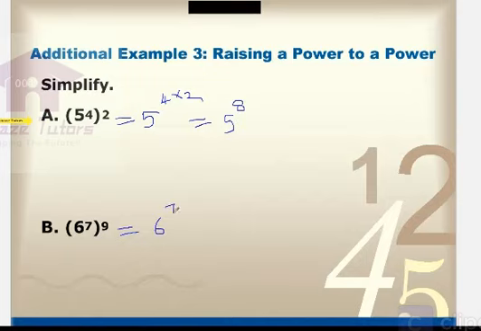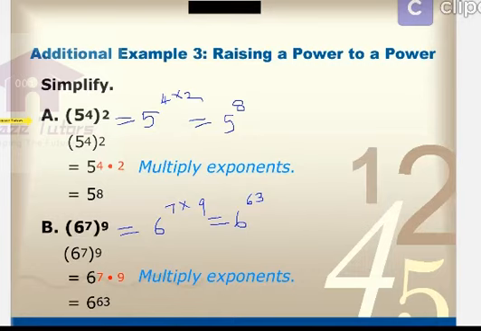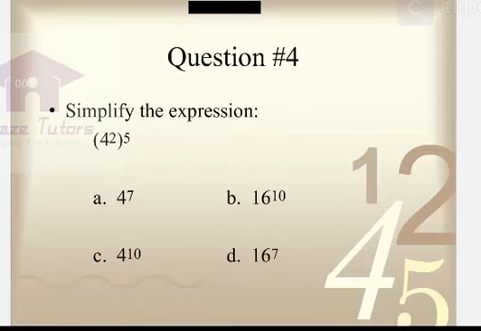Same manner, 6 power 7 times 9, which is 6 power 63. Isn't it? 9 sevens. Let's look at the steps if you want. See, multiply the exponents, 5 power 8. Multiply the exponents, 6 power 63. I hope you understand the power of a power.